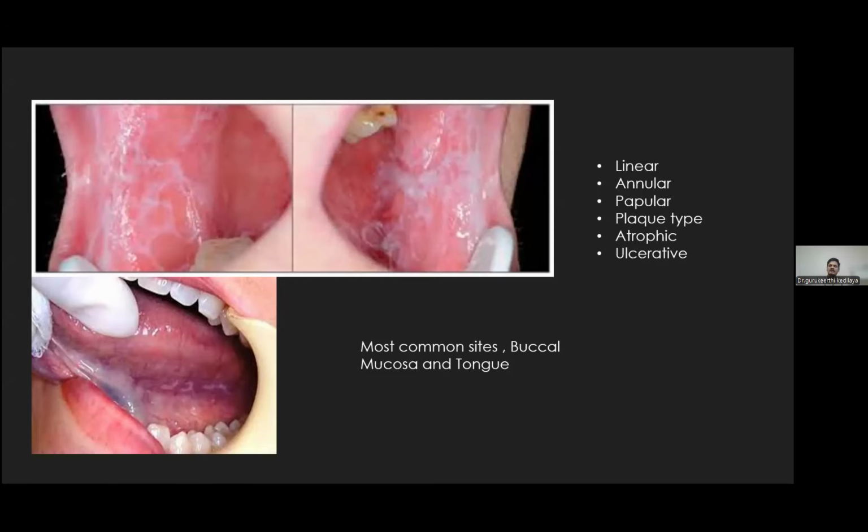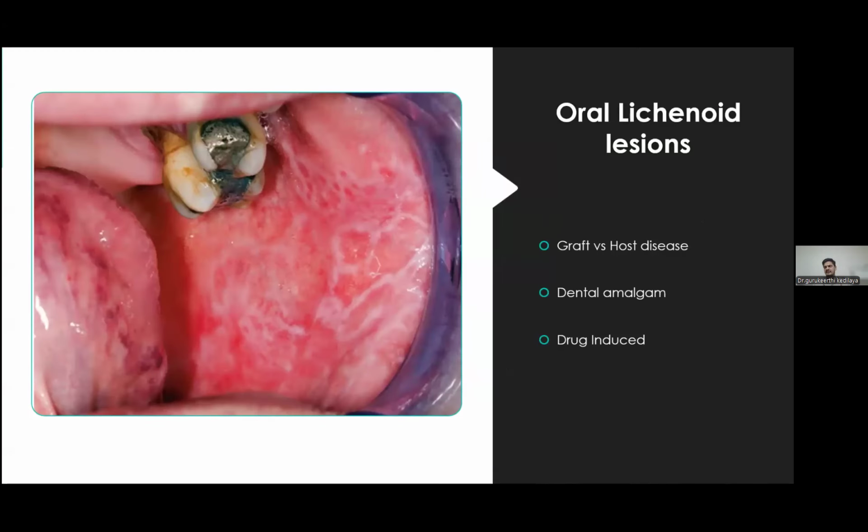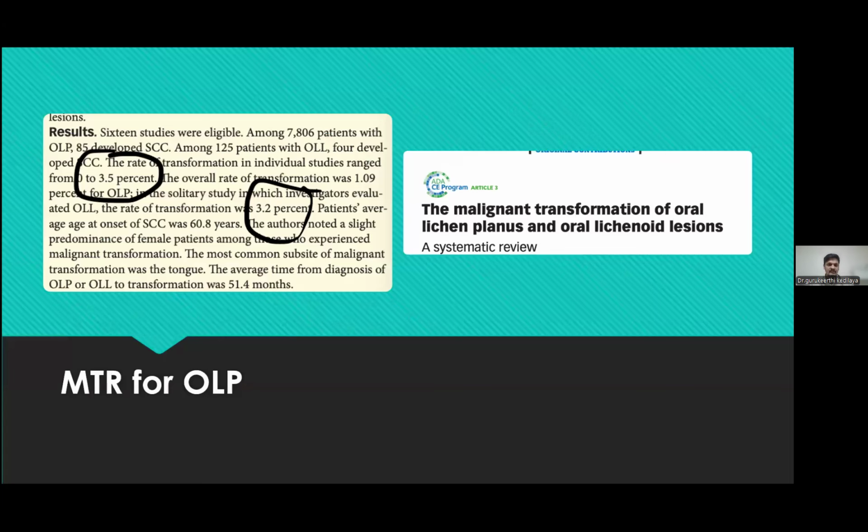The oral lichenoid lesion presentation is almost similar to lichen planus; only the etiologies may differ. Graft versus host disease will have oral lesions similar to oral lichen planus, and also material-induced lesions like dental amalgam, or drug-induced, and sometimes OLPs can also appear like lesions.